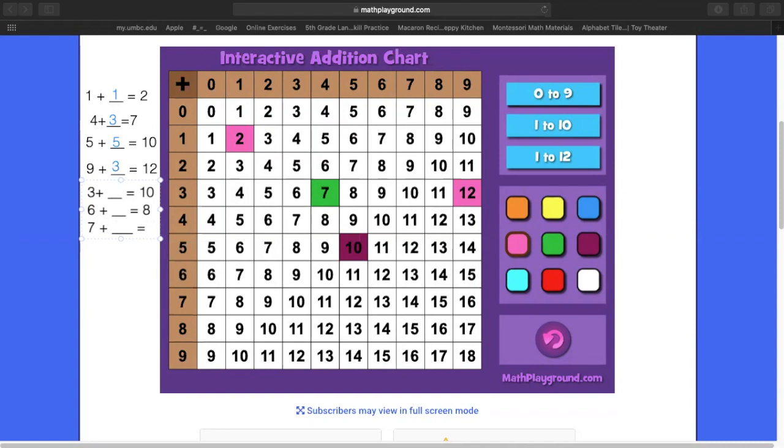All right, I see Alicia's ready. Give me just a moment, Alicia. All right, Alicia, can you tell us how to do this problem? Where do we start? We go to the 3, right? And then where do I count down to? Count down to 10. I find my 10. And what number does it match with? 7. Wow, Alicia. Thank you for your help. 3 plus 7 equals 10.